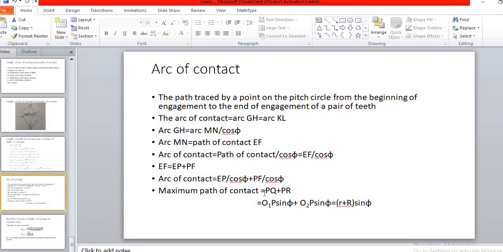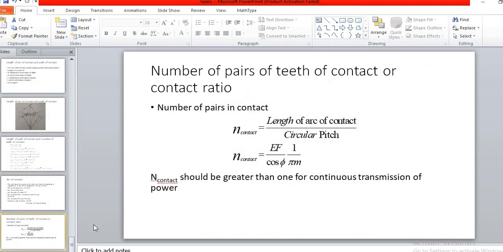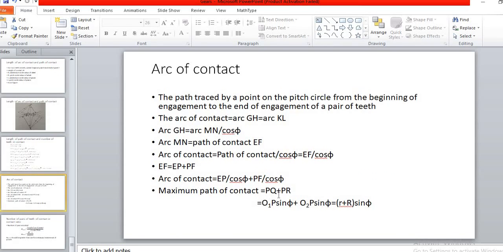Now maximum path of contact is equal to PQ plus PR. The summation of this PQ and PR is nothing but the maximum path of contact. PQ we can calculate as O1P sin phi, and PR we can calculate as O2P sin phi. Now O1P and O2P are nothing but the base circle radius of the pinion and the base circle radius of the gear. Taking sin phi common, in the bracket it comes as small r plus capital R. So this is the maximum path of contact. This is the arc of contact for these engaged teeth.